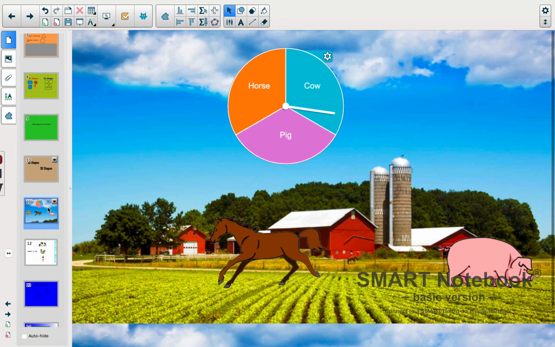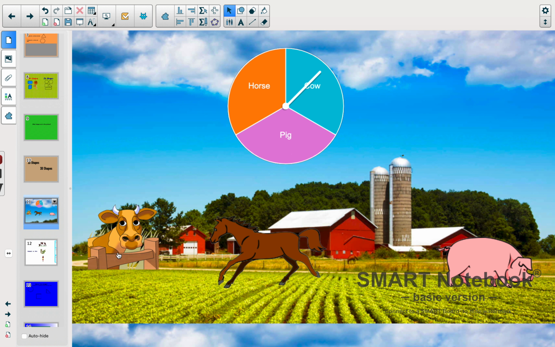We come back here, moving back into the animal category. They would spin the spinner to see which animal they got. They would have to guess the sound. So cows say moo. They would click, it appears, and then it gives the sound for that animal. Same for the horse and the pig.